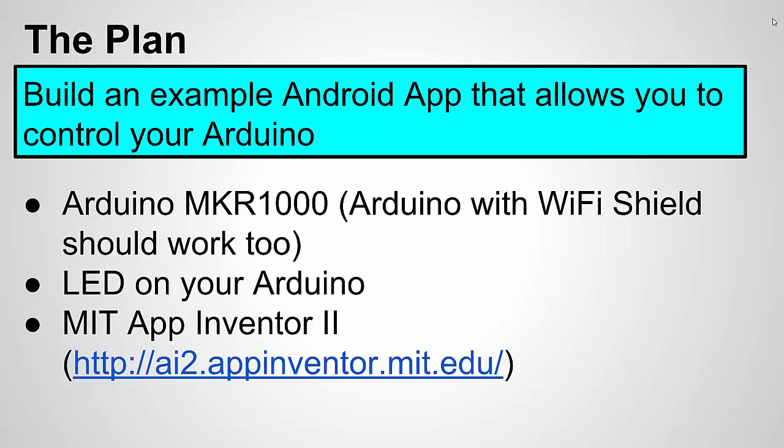We're going to use the Arduino MKR 1000. You could also use the Arduino Wi-Fi Shield. Now, I've only tried this with the MKR 1000, but the MKR 1000 uses the same Wi-Fi libraries as the Wi-Fi Shield, so you should be able to use that as well. We're just going to use the Arduino LED. And then to make the Android app, we're going to use MIT's App Inventor 2.